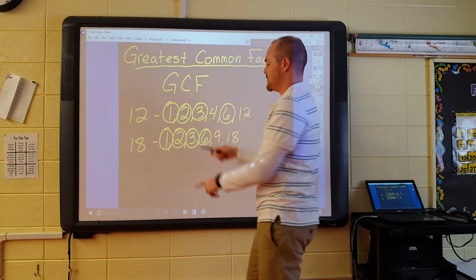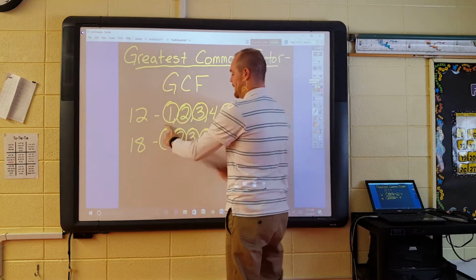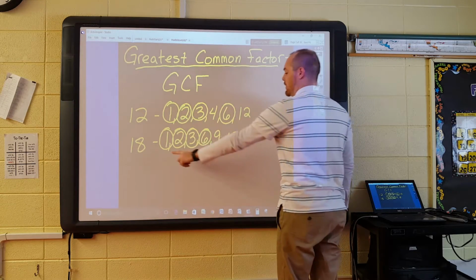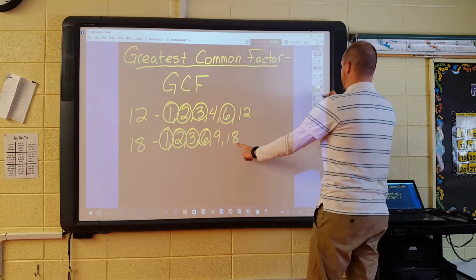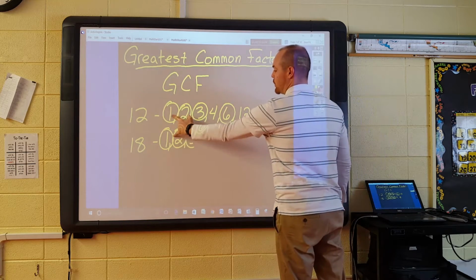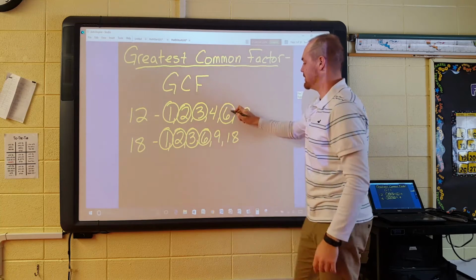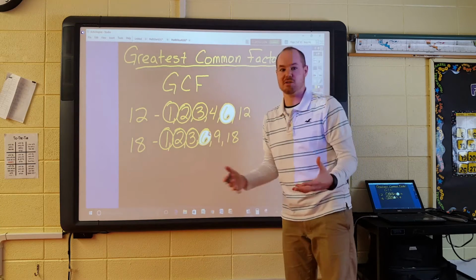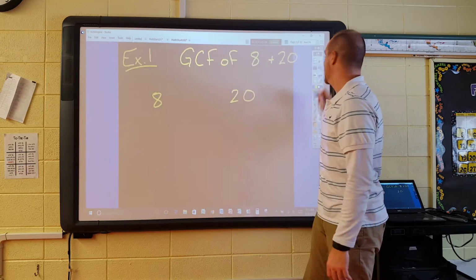The example that they gave us right away on the board was 12 and 18. I've listed all of the factors of 12 and all of the factors of 18, and I've circled the similar factors: 1, 2, 3, and 6. 6 is the greatest common factor because it's the largest factor that goes into both numbers.